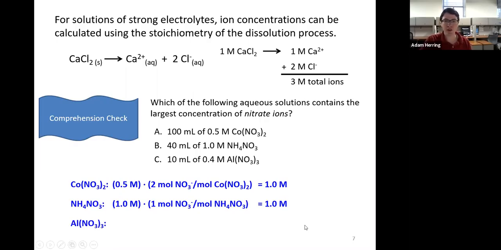For aluminum nitrate, it starts out at 0.4 molar, and when it dissociates, we end up with 1 aluminum and 3 nitrate ions. Therefore, the total ion concentration of nitrate is 1.2 molar.